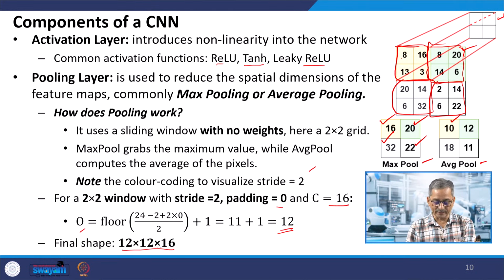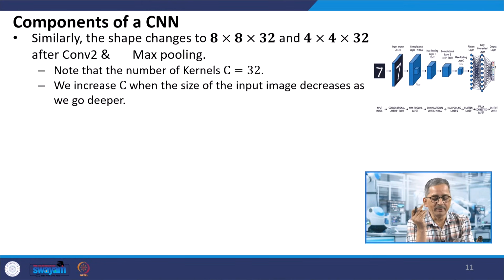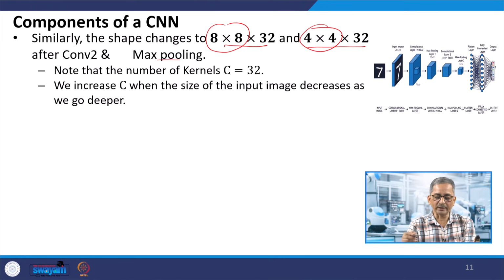The final shape here is going to be 12 cross 12 cross 16. Similarly, the shape changes to 8 cross 8 cross 32 and 4 cross 4 cross 32 after convolution 2 and the max pooling. We can evaluate these numbers using the formula which I have shown previously. Note that the number of kernels C is 32; we increase C when the size of the input image decreases as we go deeper.